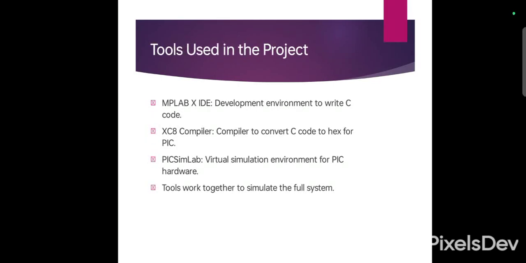Next, tools used in the project. Here mainly I used three tools. MPLAB X IDE was used to write and organize the code, and XC8 Compiler was used to compile the code and generate the hex file. Lastly, PICSimLab was used to simulate the entire circuit and washing machine behavior virtually.